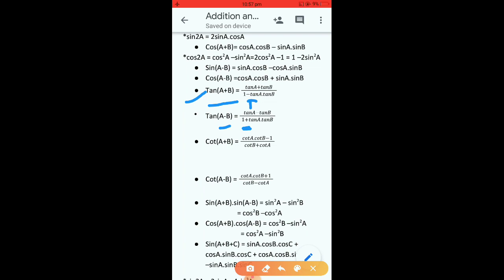Okay. Now for cot(A+B), we can write cot A cot B minus 1 upon cot B plus cot A. In cot(A-B), we can write it as cot A cot B plus 1 upon cot B minus cot A.